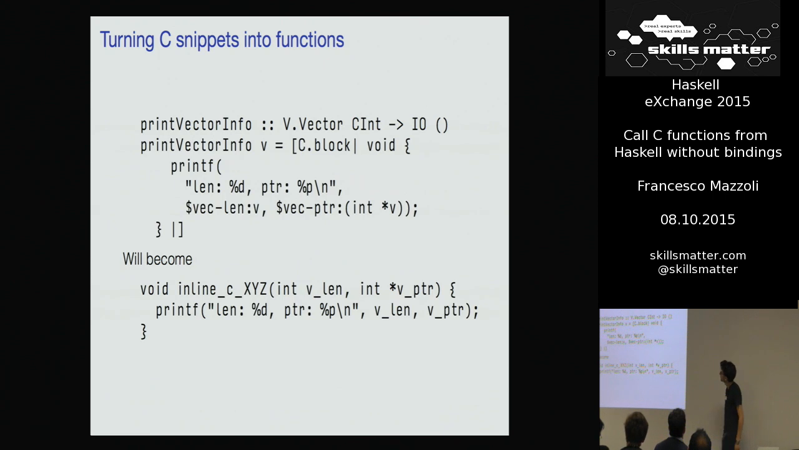To give a bit more complex example, if we have this print vector info function, which prints the length and the pointer address of the contents of the vector using printf, and we're using back len and back pointer to get the data that we need. We're going to generate a function with two arguments, one with the length of the vector, one with the pointer to the vector, and then we're going to replace the antiquotations with the arguments that we've generated.